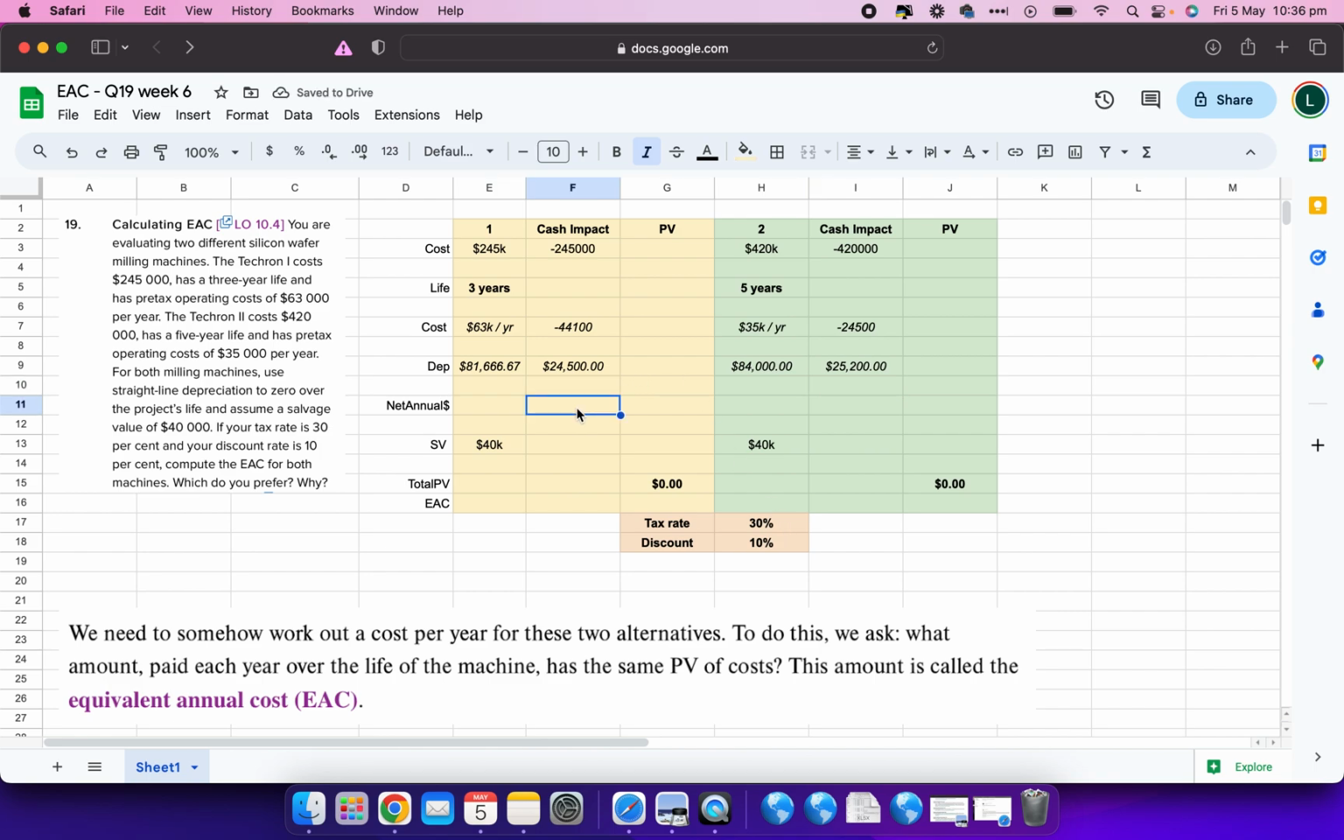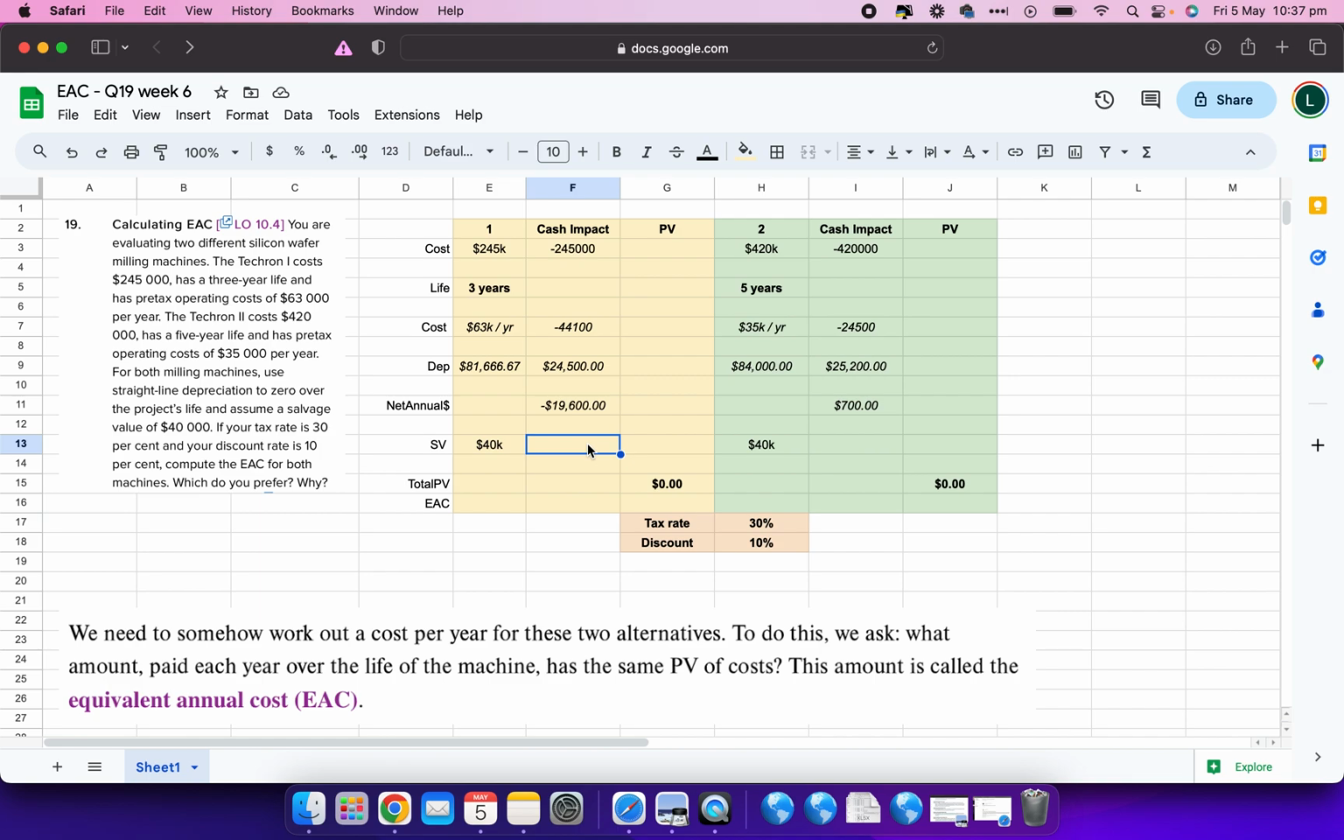Then what I've got here is my net annual position. So all I'm going to do is the cost plus the depreciation. I can copy that over there. Let's just do it this way. Plus 25,000. So our net annual cash flow for option 1 is negative 19,600. Cash flow 2, it's net positive 700.